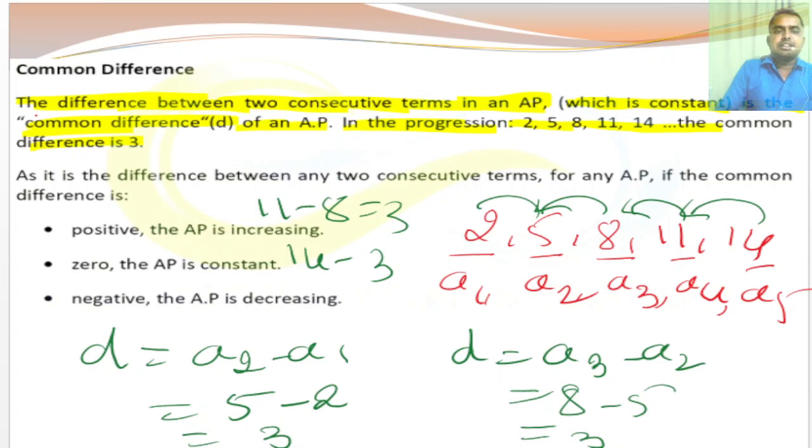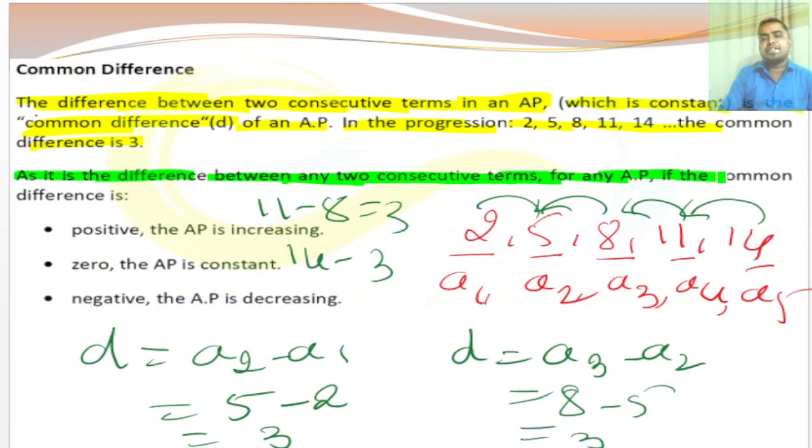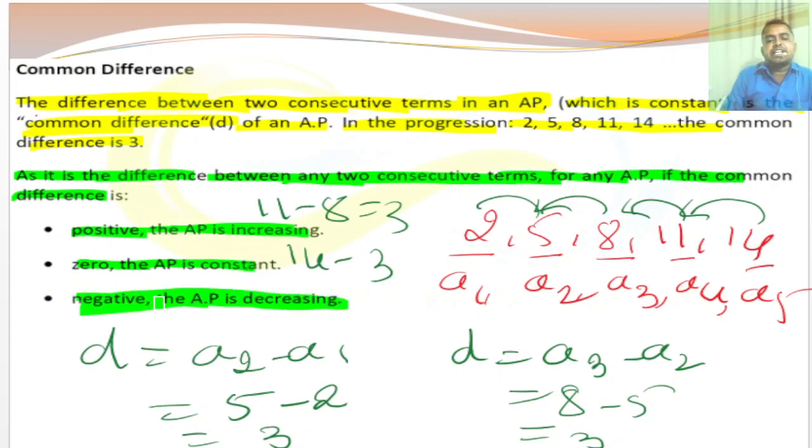So let us discuss some important points. The common difference is the difference between any two consecutive terms of an AP. The common difference may be what? Positive, that is increasing. 0, it is a constant. Negative means what? Decreasing. If you are getting the common difference negative, then the AP is decreasing. If you are getting positive, then the AP is said to be in increasing order. If you are getting 0, it is a constant AP.